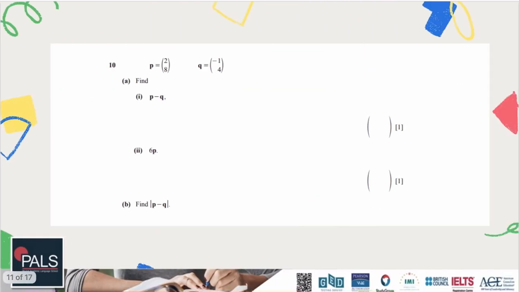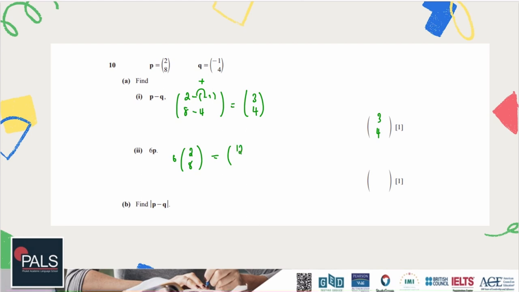So number 10, this is a vector. So A, find P minus Q is 2 minus 1 and 8 minus 4. Minus times minus is plus, right? It will be 3 and 4. So next 6P is 6 times 2 and 8. So times each one with 6. It will be 12 and 48.